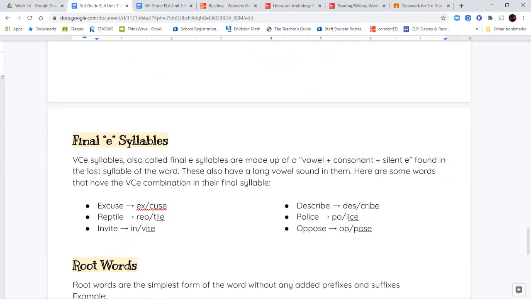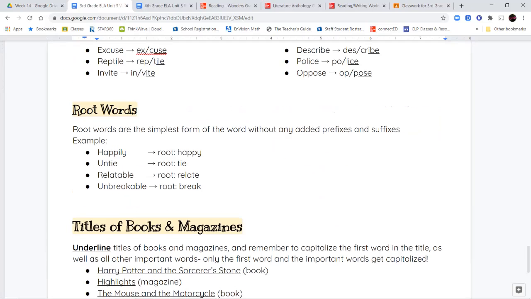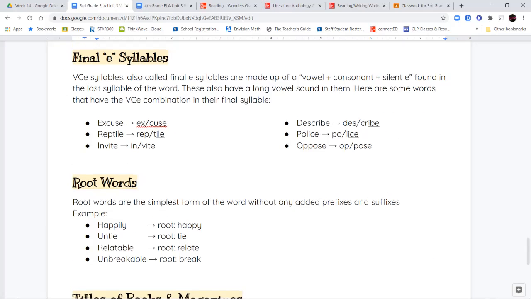Now, the next part of our notes are going to focus on the final E syllables. So final E syllables, also called VCE syllables. So VCE syllables are called final E syllables because they're made up of a V, a C, and a silent E. So a vowel, a consonant, and then a silent E. And all of those are found in the very last syllable of the word. Now these also have a long vowel sound in them because we know that a silent E makes the vowel that came before it say its name. So it makes it a long vowel sound.